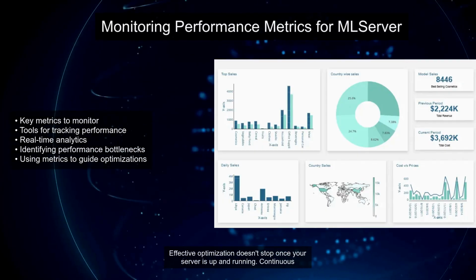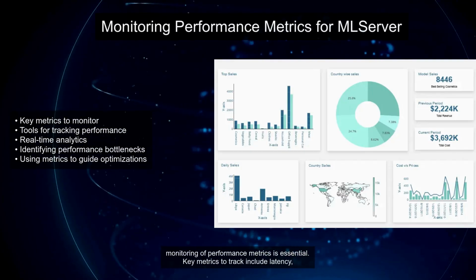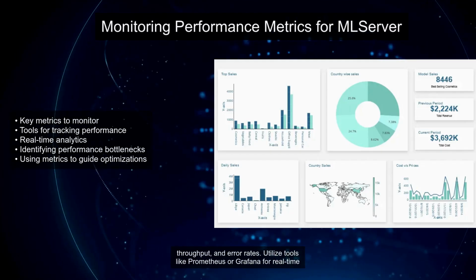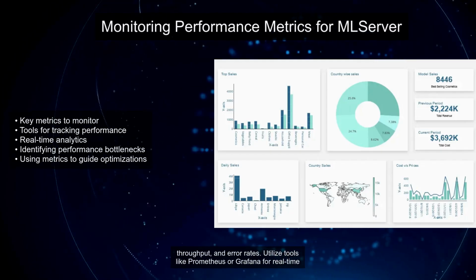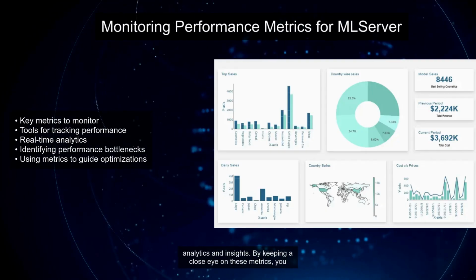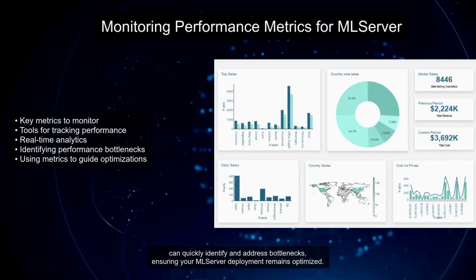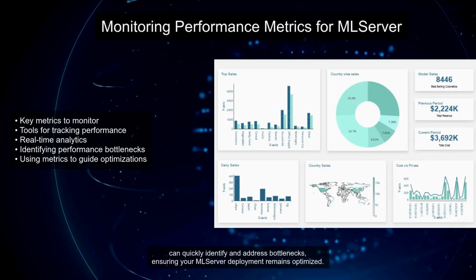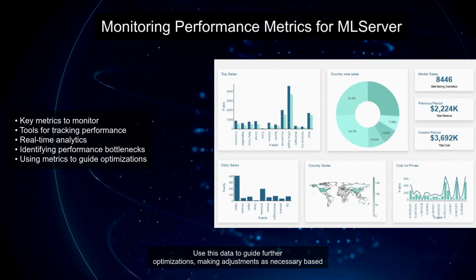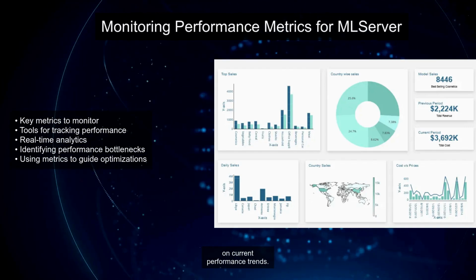Effective optimization doesn't stop once your server is up and running. Continuous monitoring of performance metrics is essential. Key metrics to track include latency, throughput, and error rates. Utilize tools like Prometheus or Grafana for real-time analytics and insights. By keeping a close eye on these metrics, you can quickly identify and address bottlenecks, ensuring your MLServer deployment remains optimized. Use this data to guide further optimizations, making adjustments as necessary based on current performance trends.